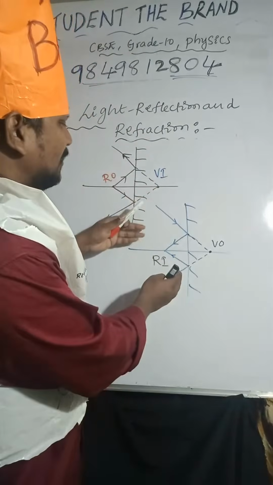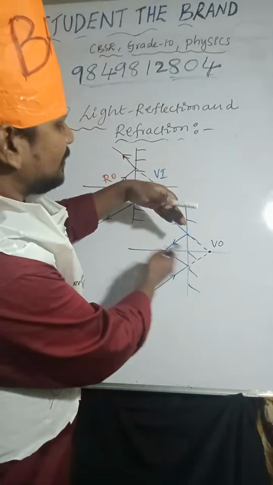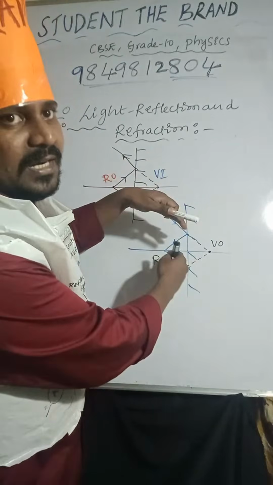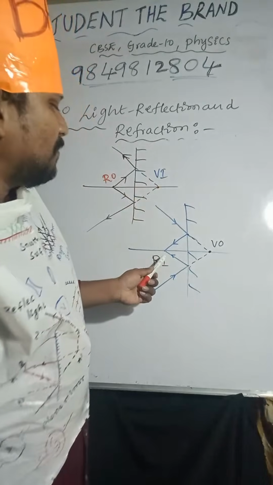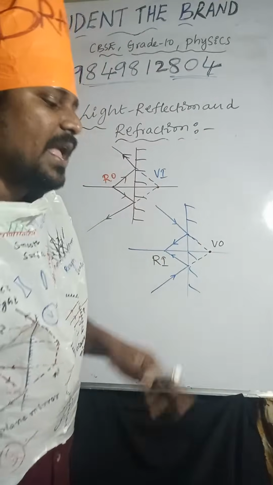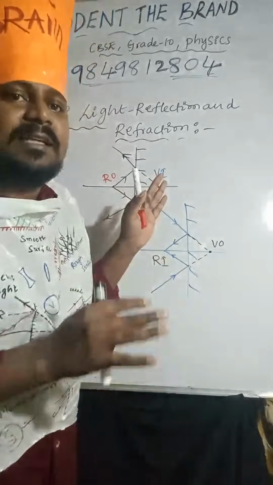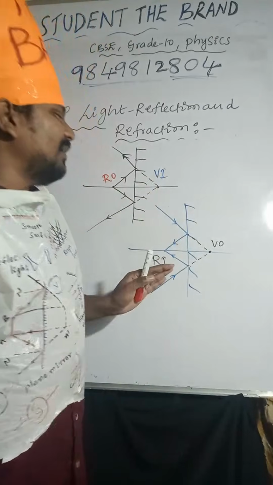Here you can observe directly reflected light rays after reflection. So incident light ray, reflected light ray. After reflection, the reflected light rays are meeting at one point. So these are the reflected rays 1, 2. Reflected light rays are meeting directly at one point on the principal axis. So that is called a real image.